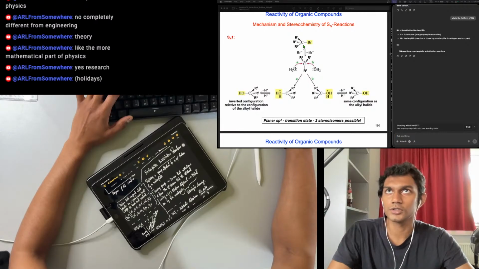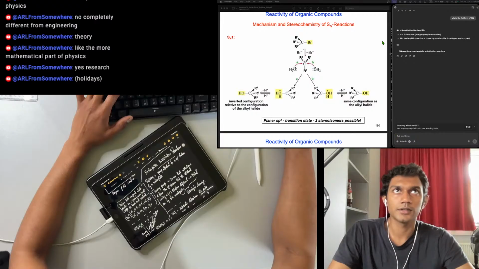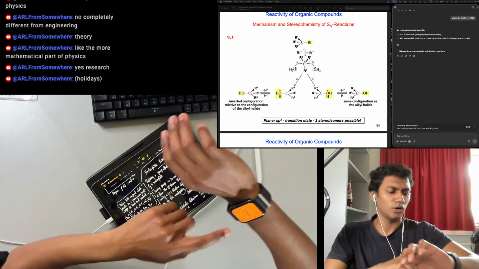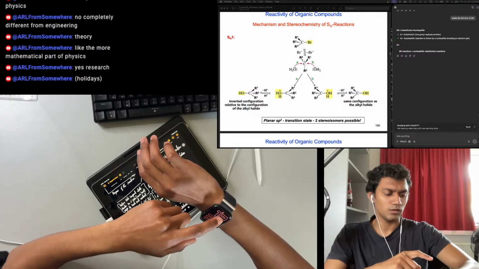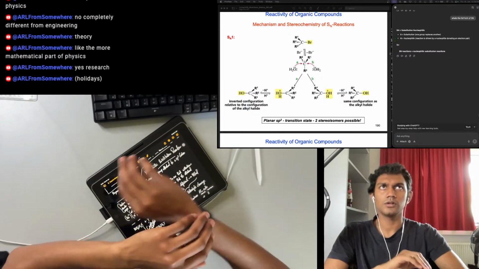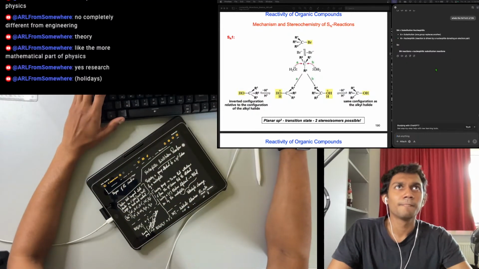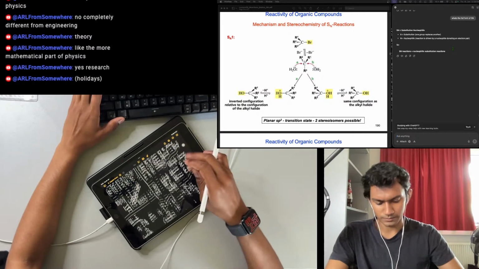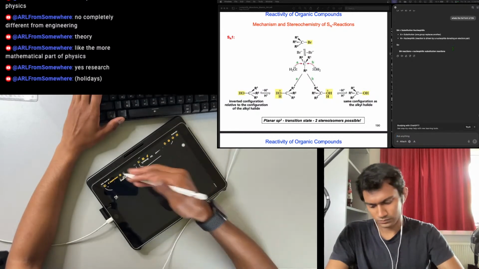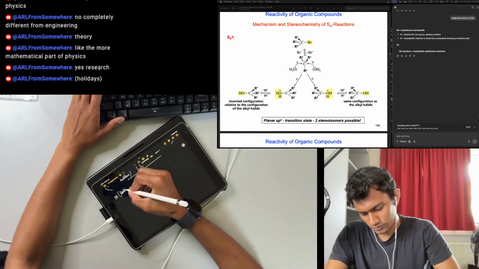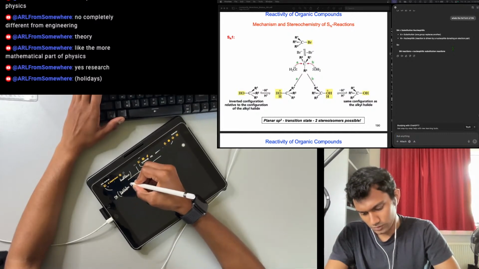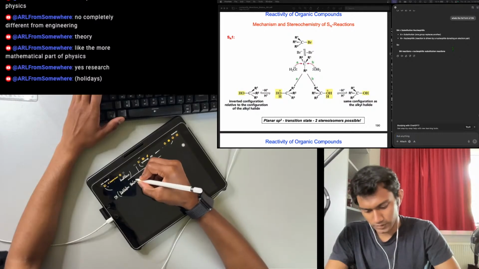SN1, it's a tertiary carbon attached to a halide, halogen. Oh, it's already 15 minutes. Yo, chill. Chill. A substitution nucleophilic. Oh, that's a weird name. Substitution nucleophilic.